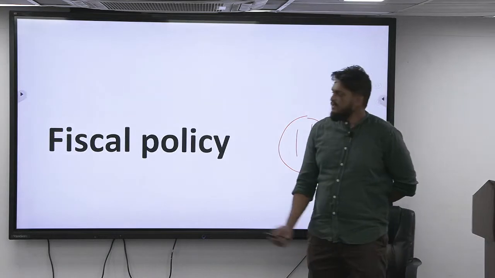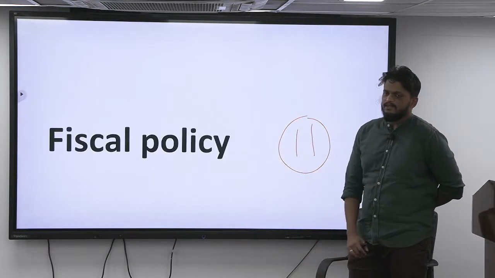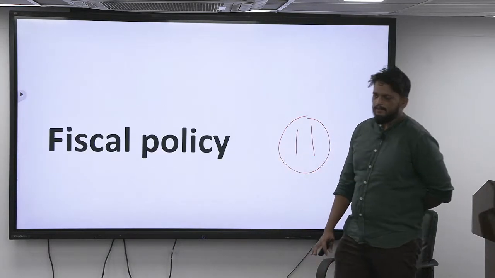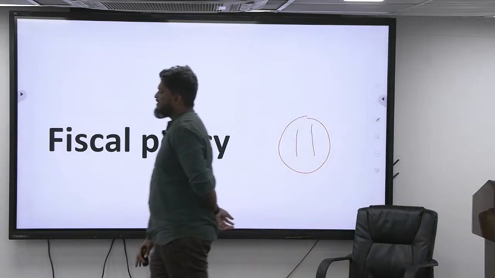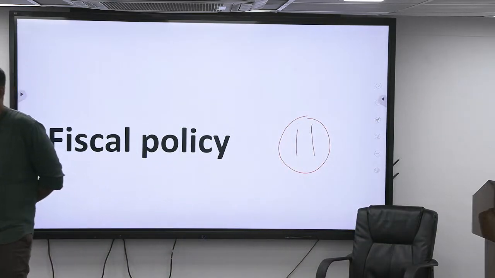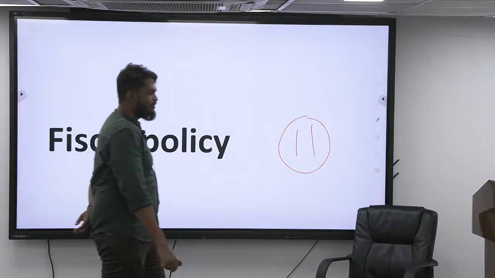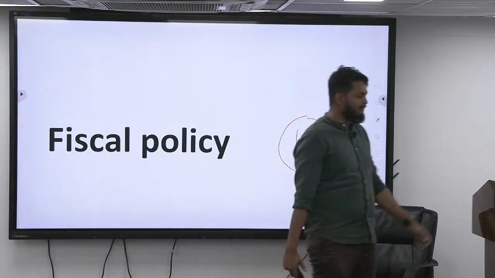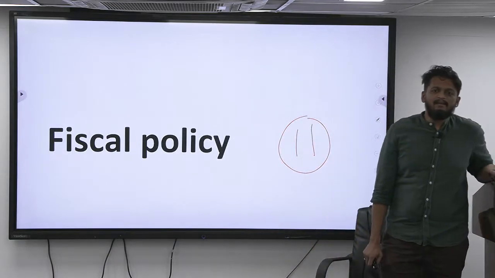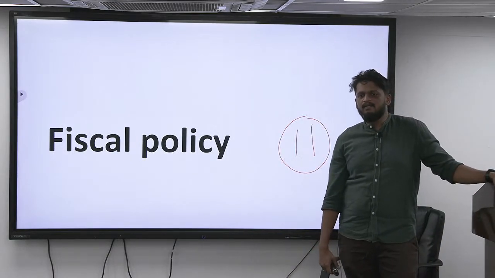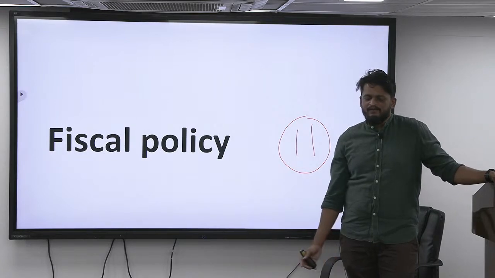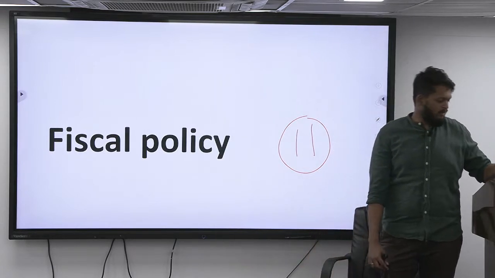Today we will be discussing fiscal policy. So far what we have discussed is monetary policy. In fiscal policy, the major actor is the government, whereas in monetary policy, who is the major actor? RBI. Monetary policy is RBI's policy. Earlier we tried to understand what monetary policy is and what fiscal policy is, broadly.